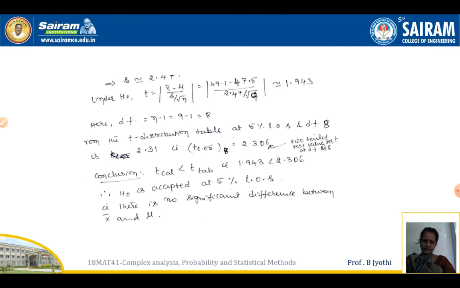So the calculated value here we can refer to as 1.943, which is less than 2.306. Hence the H0 is accepted at 5% level of significance. That is, there is no significant difference between the observed mean and the assumed mean.